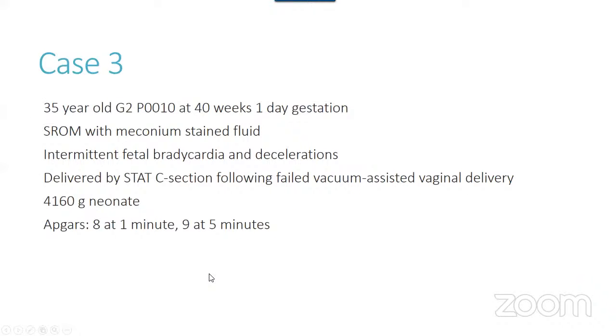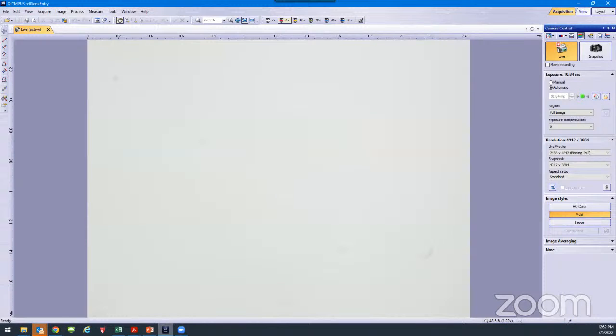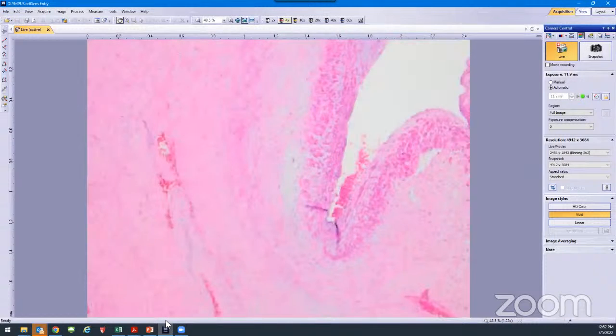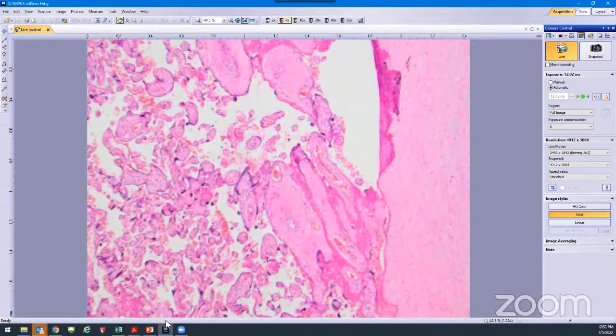Our next case is a 35-year-old G2. She's again at term. We have meconium stained fluid. We have some abnormalities of the fetal heart rate tracing. This led to a stat C-section. Weight is a little bit on the large side, and APGARs were okay. So remember, this is a term placenta.